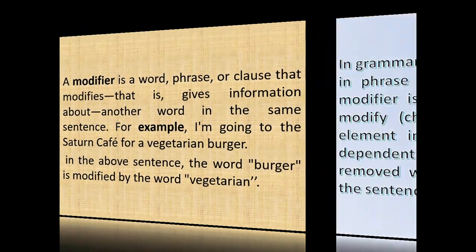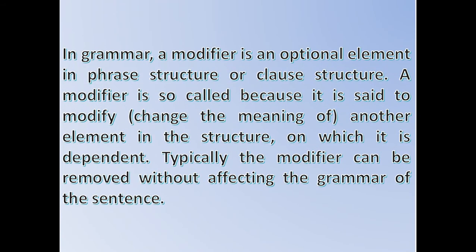Now, see another explanation. In grammar, a modifier is an optional element in phrase structure or clause structure. A modifier is so called because it is said to modify, change the meaning of another element in the structure on which it is dependent. Typically, the modifier can be removed without affecting the grammar of the sentence.